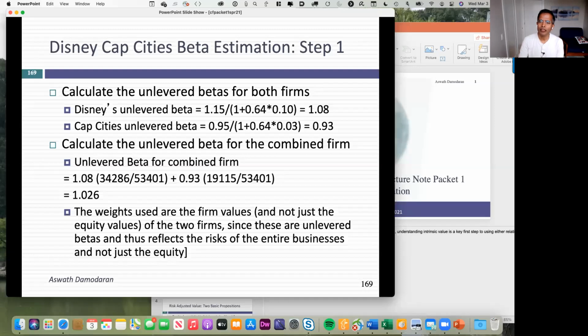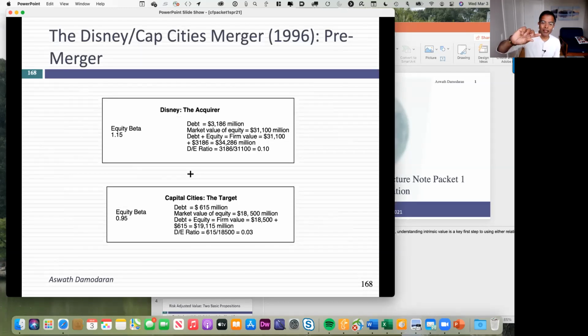What do we say about betas? They're weighted averages. I have the unlevered beta for the two companies, 1.08 for Disney, 0.93 for Cap Cities. To compute a weighted average, they are weighted based on the values of each company. You know how I got the values? Let me go back to the previous page. Values by adding debt to equity.